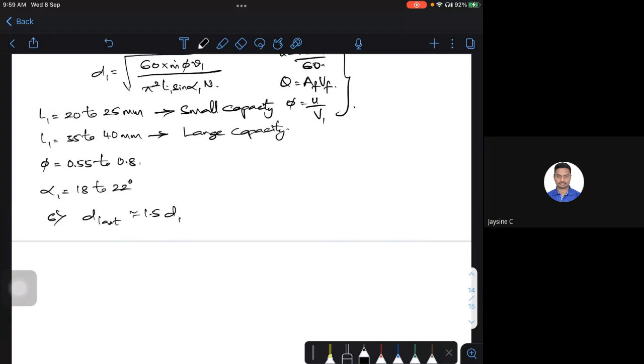It has been found that on the last stage, you can call it greater than, also doesn't matter. It should be greater than or equal. So at least it should be 1.5 times, or it can be greater than 1.5 times your inlet diameter. Or you have a specific formula also.